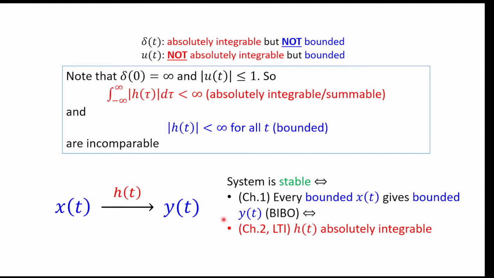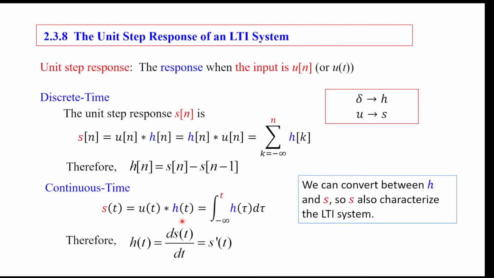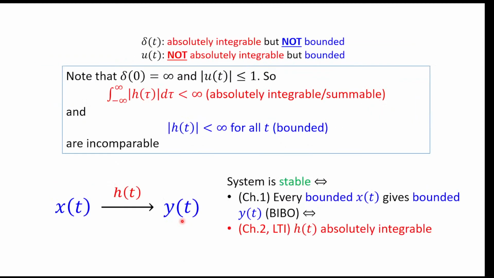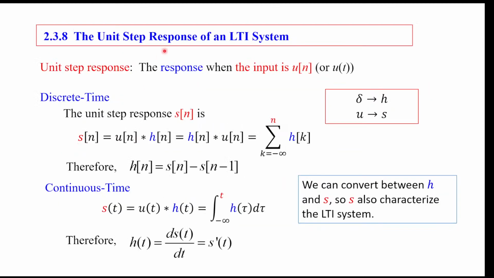For h of t, you need to check integration or summation, and for the input and output you need to check that bounded input means bounded output. Okay, we have a bit more. It's a bit less important, so I think we can go through it very quickly and maybe stop a bit early today. Next, this concept is basically just a notation.